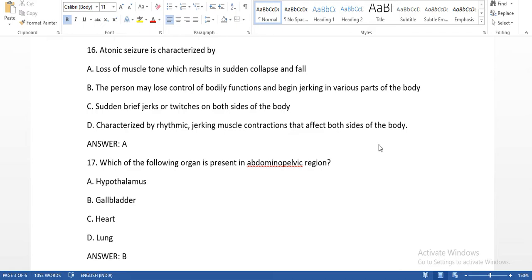Myoclonic seizures. Myo means related to muscle. So myoclonic seizures usually appear as sudden brief jerks or twitches of the arms or legs. Clonic seizures are associated with repeated or rhythmic jerking muscle movement. These seizures usually affect the neck, face and arms. Focal seizures without loss of consciousness alter emotions or change the way things look, smell, feel, taste or sound. So among these criteria, our answer is A, loss of muscle tone which results in sudden collapse and fall.